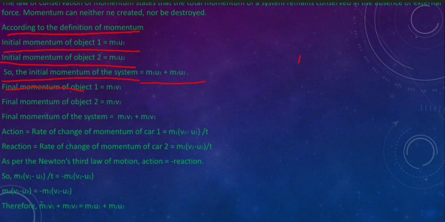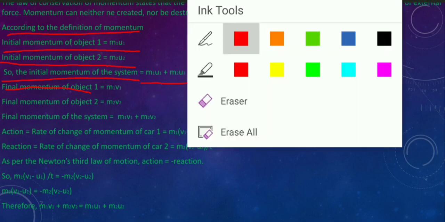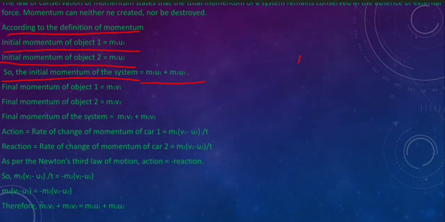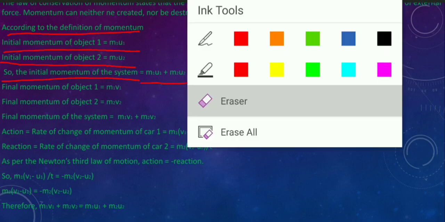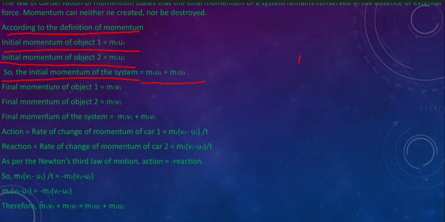Final momentum of object 1 will be what? The final momentum of object 1 will be m1 v1, and the final momentum of object 2 is equal to m2 v2, and the final momentum of the system will be m1 v1 plus m2 v2. This is the final momentum of the whole system.